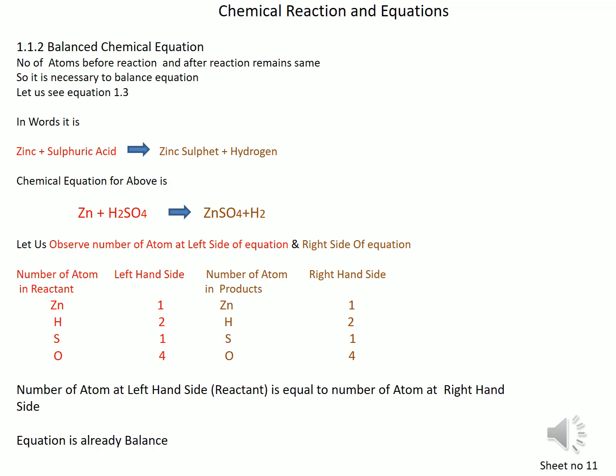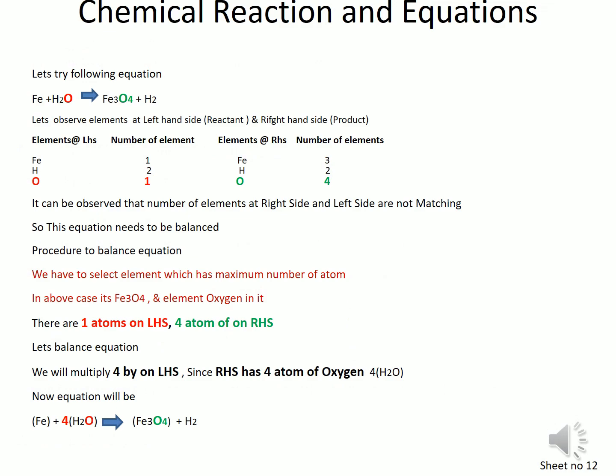Now if you observe carefully the left hand side and right side, that is red color and gray color, you can observe that the number of atoms at the left hand side, that is the reactant, is equal to the number of atoms at the right hand side, that is the product. So this equation is already balanced. Let us see balancing of equation further.